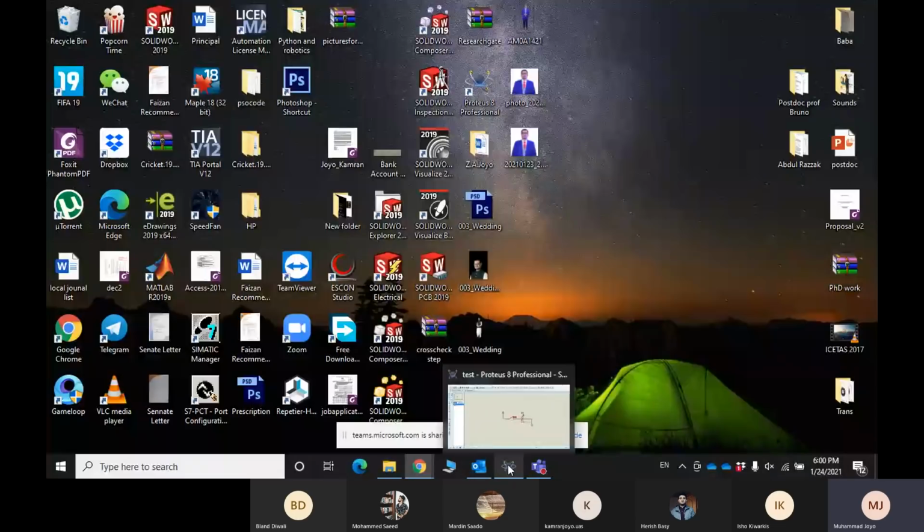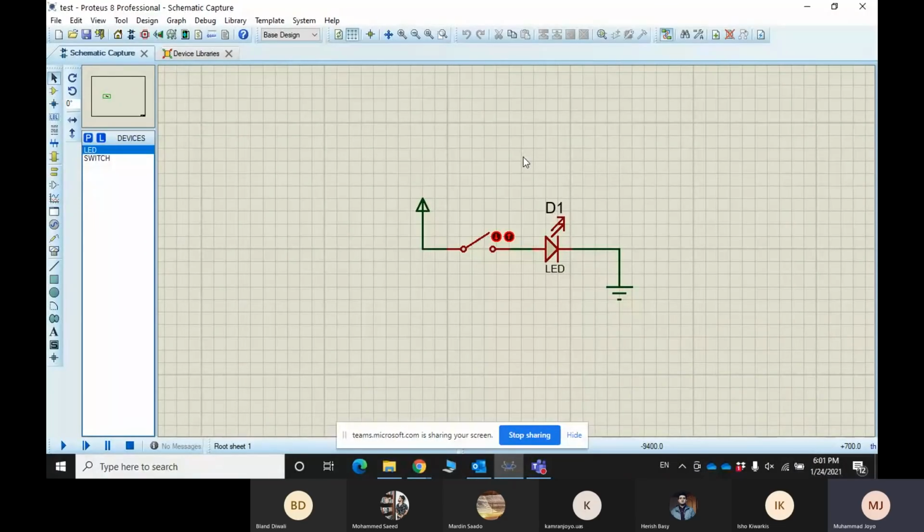All right. So I guess that you all have installed this software, the Proteus that I shared with you already in Teams. If not, then kindly install it so you may perform some practicals virtually in order to verify your theory. Afterwards, then you can implement some of those practicals in your lab in real time.